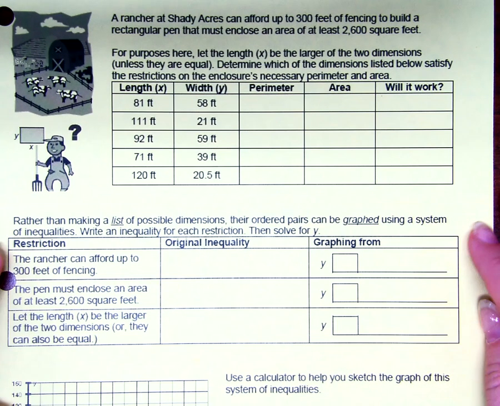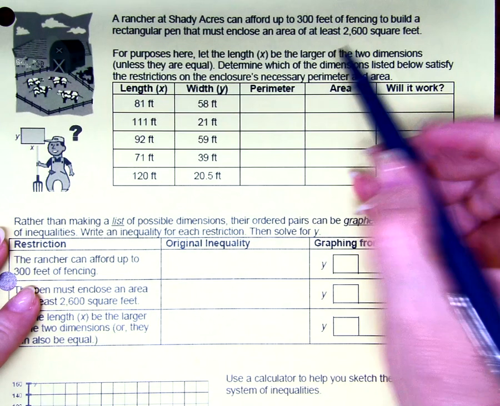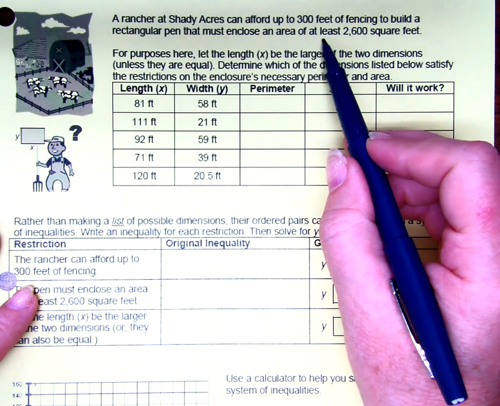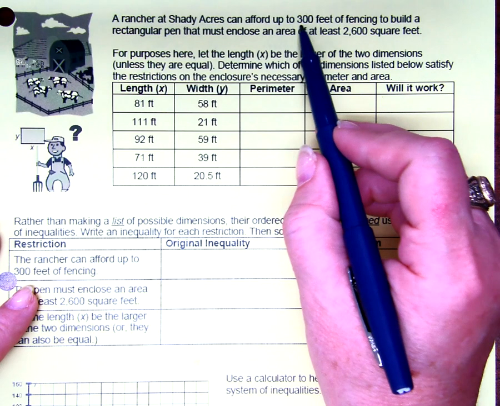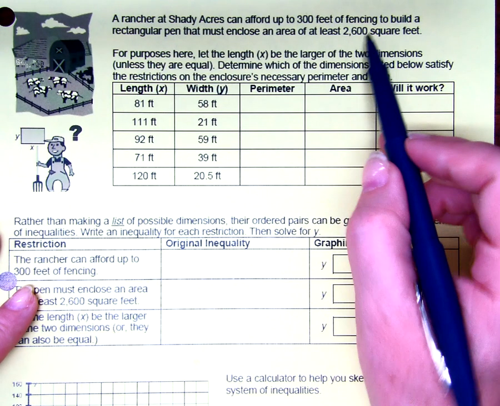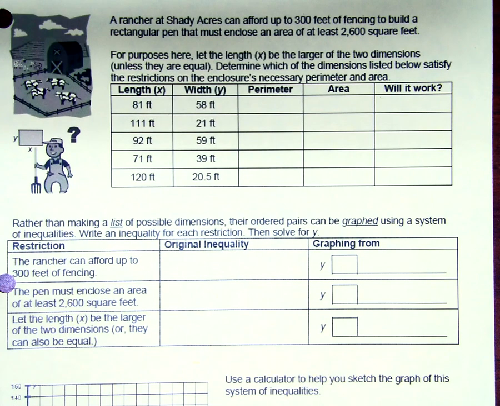Well, if it's not a system of equations, what is it? Inequalities? How do you know it's inequalities? Up to 300 feet? At least 2,600 square feet? Yeah? You used your context clues, yes? Okay. That's a good English skill to have. Also a good math skill.